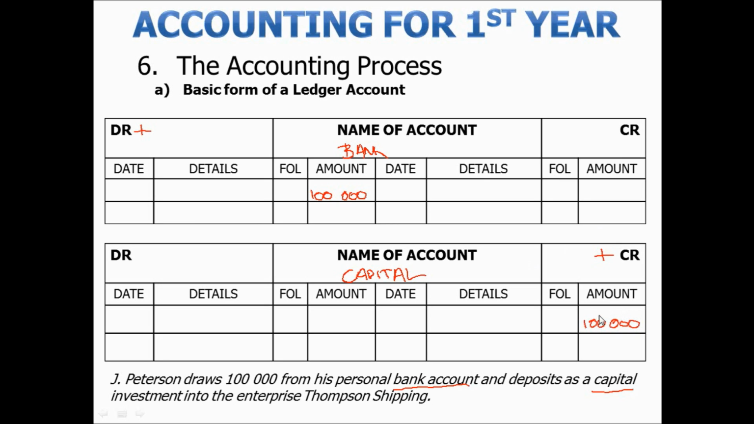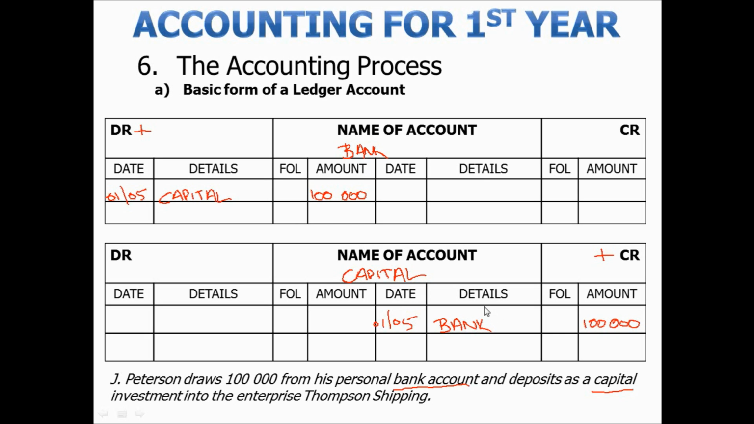Then we need to indicate the date of the transaction. So let's say the date of this transaction was the 1st of May. Remember to enter this on both sides of the ledger account. We need to indicate the name of the contra ledger account, which in the case of bank would be capital. And in the case of capital, it would be bank.